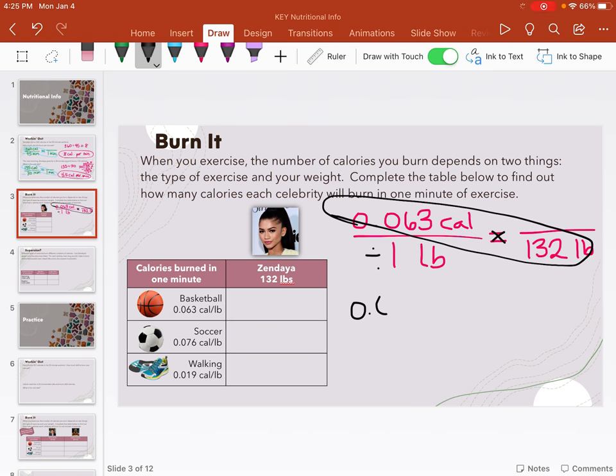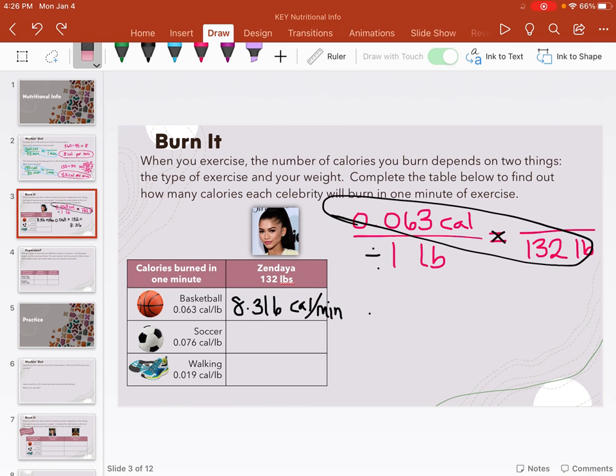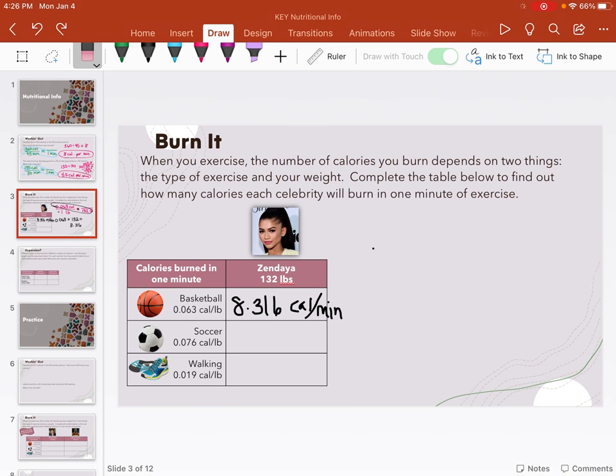So we're doing 0.063 times 132. Good news, you get to use your calculator. So when you type that in, you would get 8.316. So she burns 8.316 calories per pound. Sorry, not per pound. See, it's per minute. Okay, because remember this is how many were burned per minute for every 1 minute over there. Okay, that is for when she plays basketball, but let's look at some other activities.